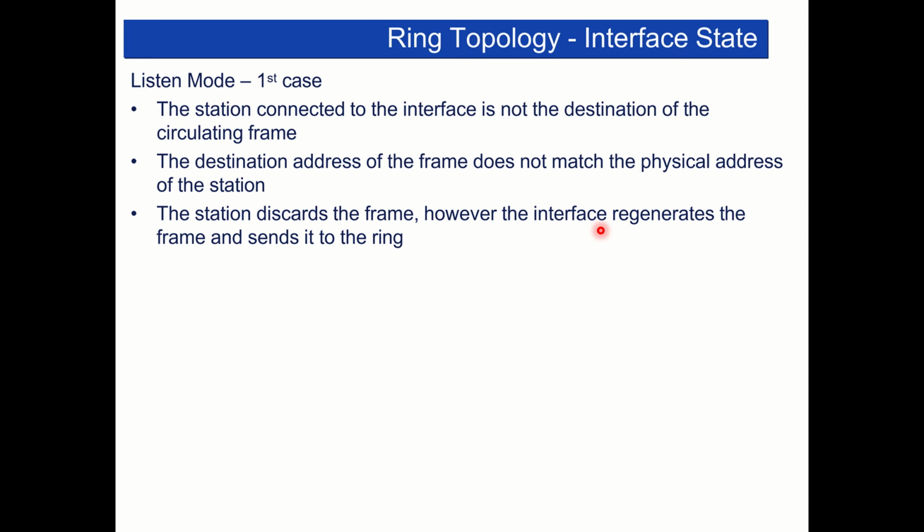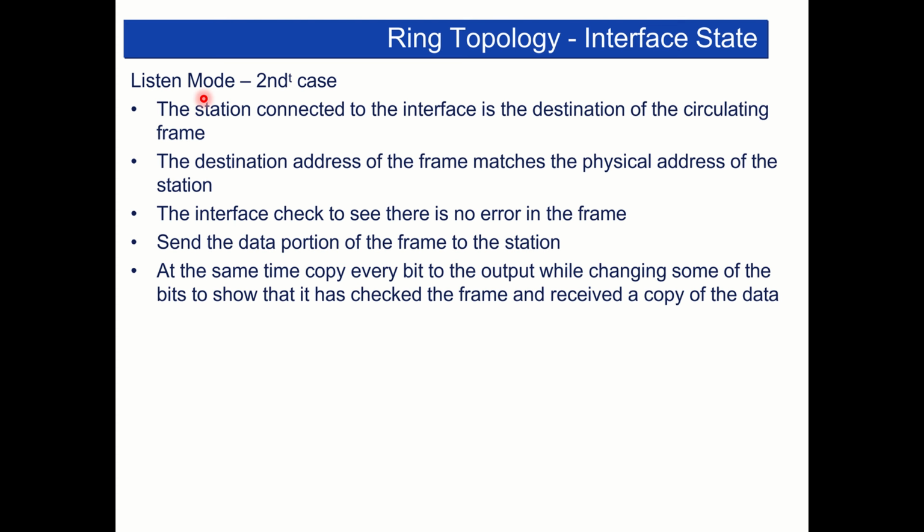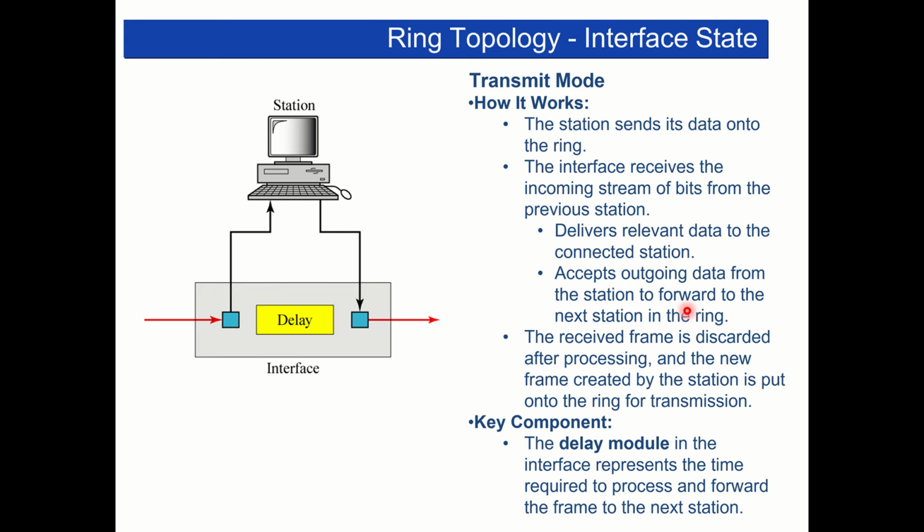Under listen mode, second case, the station connected to the interface is the destination of the circulating frame. The destination address of the frame matches the physical address of the station, and the interface checks to see there is no error in the frame and sends the data portion of the frame to the station. At the same time, it copies every bit to the output while changing some of the bits to show that it has checked the frame and received a copy of the data. So that is the second case of the listen mode.